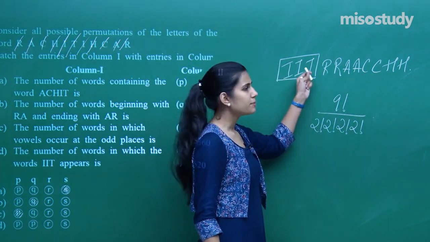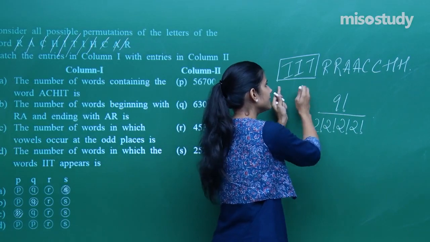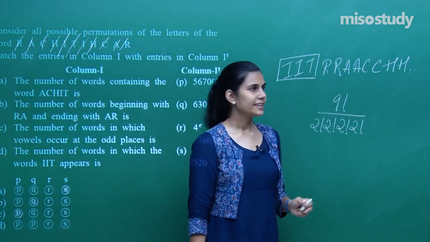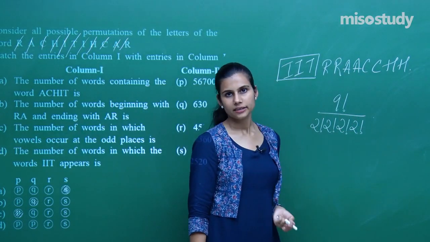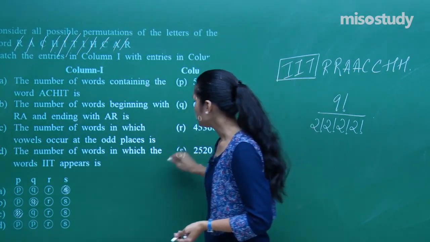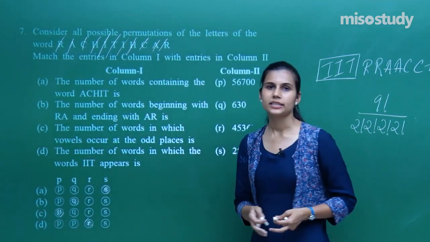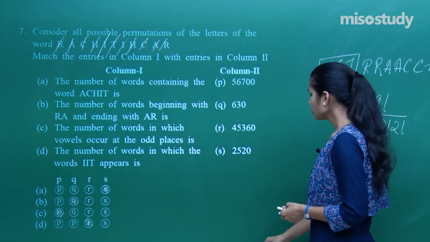I am not allowed to permute I and T because I want this word to be like this wherever it is going. It cannot be ITI or TII, right? Now therefore, that number comes out to be 45360. So R gets shaded against it. Let's move on to the next question.